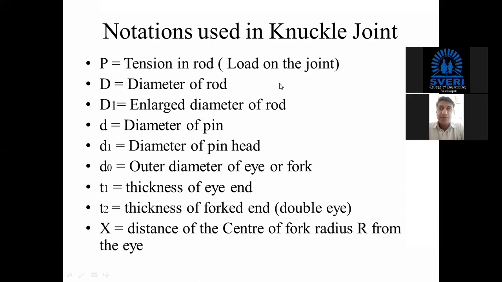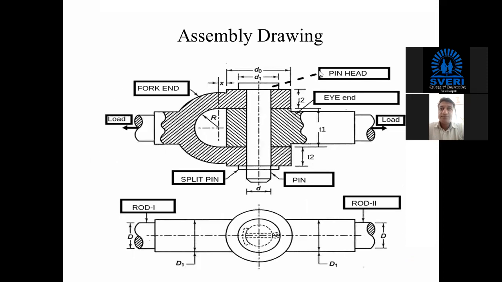On the previous slide we can see it. Okay, here this is x. Here we have mentioned this x, but I have not explained it. So this is x. That is nothing but the distance from this single eye end to the point from which we are going to measure the radius of that fork, that you are going to call x.